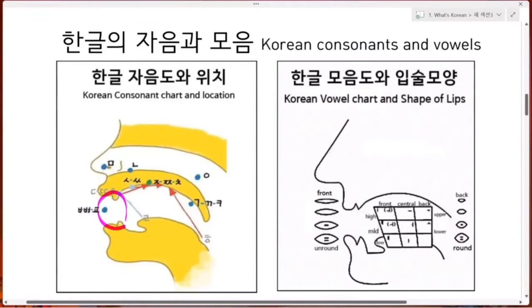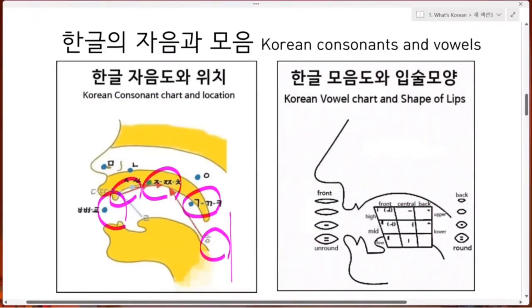The lips. P, p, p. Upper gums. T, t, t. S, s. The strong lip of the mouth. Ch, ch, ch. The soft lip of the mouth. K, k, k. And throat.